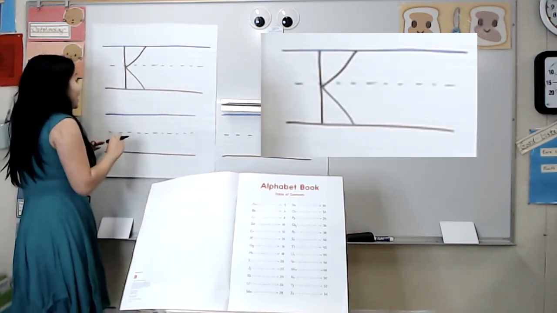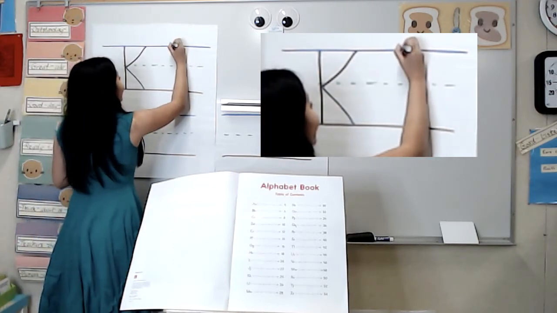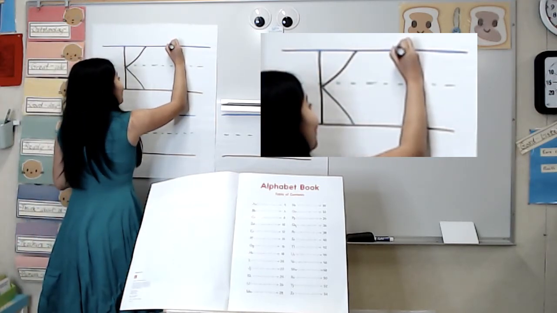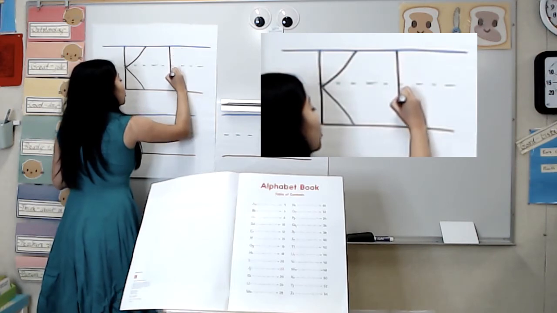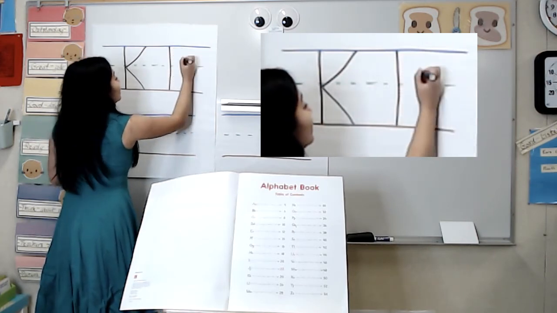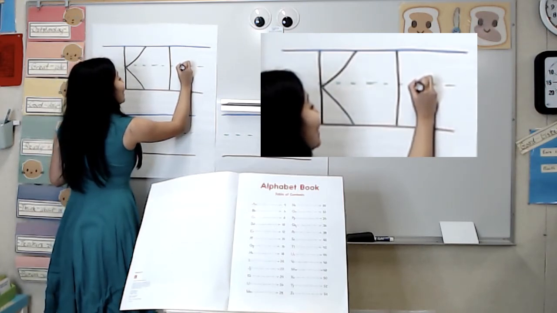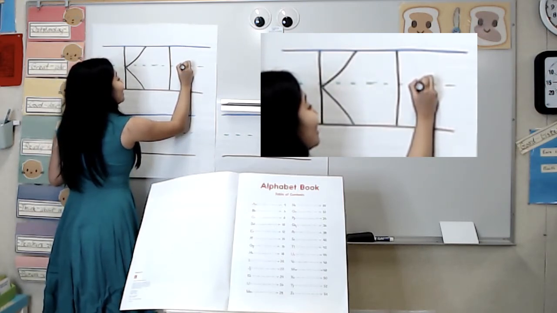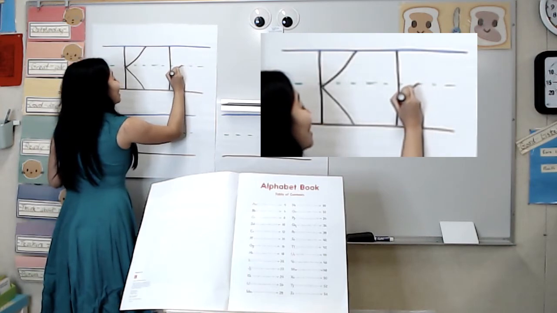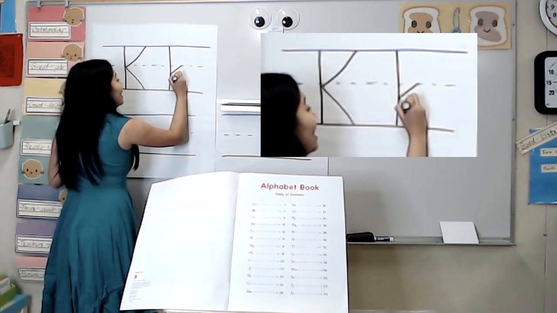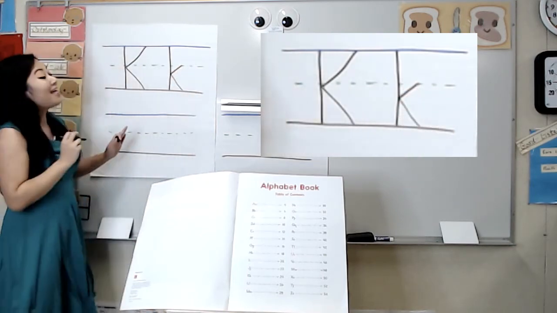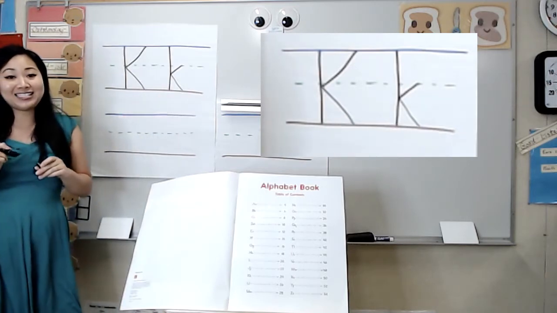For lowercase k, I start in the sky, touch the ground. Now, this part is a little bit different. This time it starts in the grass, diagonal down, diagonal to the ground. That is the lowercase k.